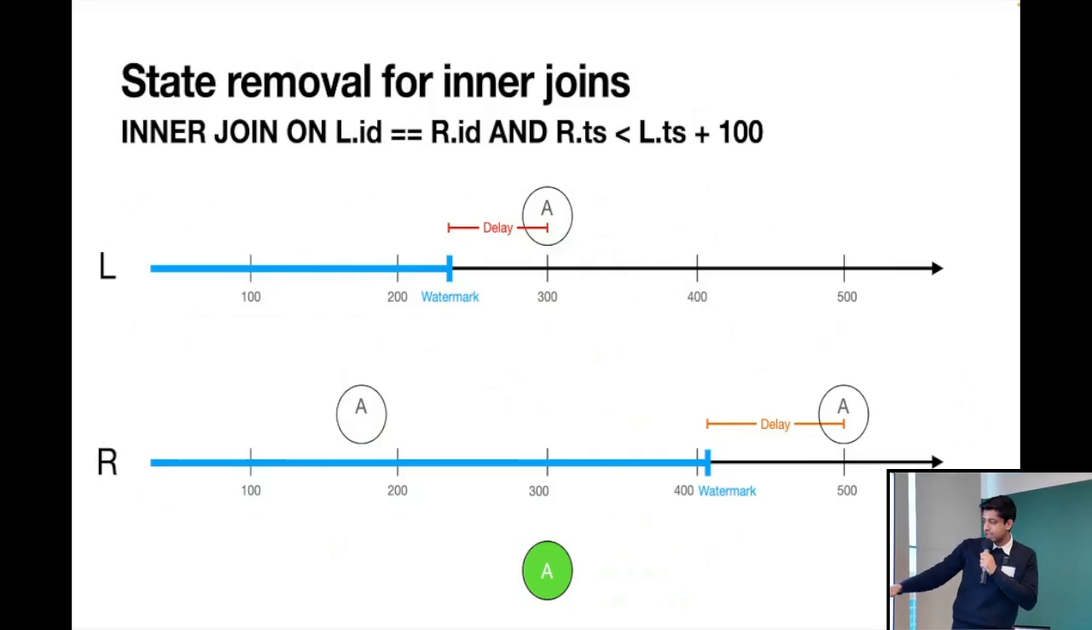But the right timestamp is 500, and so these don't join together. So we don't perform the join. And now the question is, what can we evict? So the streaming engine will do this for you. It'll figure out what it can evict.